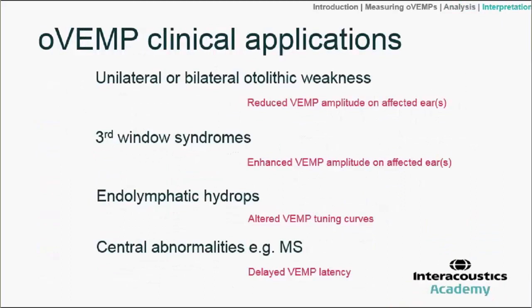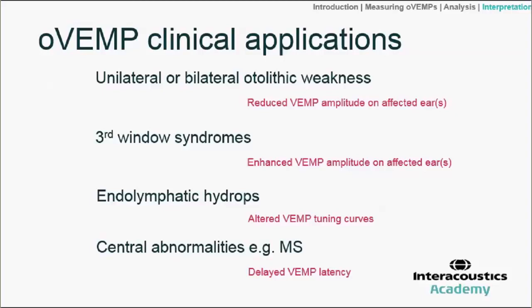Okay, right. So now let us just close with some discussion on some of the main clinical applications of the oVEMP. So of course, being an ear-specific test, then we can gain information on utricular function for those with unilateral or bilateral weakness, vestibular weakness, particular otolithic weakness, and there could be a number, almost any cause for this. So I'm being non-specific, but commonly it could be vestibular neuritis.